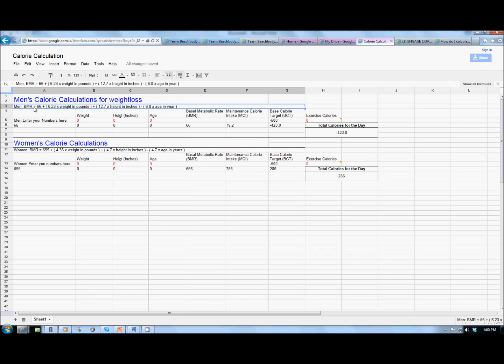As you can see on my screen, we have the calculation for both men and women, and what I'm going to use are the numbers that I was using when I started P90X back in March of 2011. So when I started, I weighed 160 pounds. I am 5'4", which is 64 inches. I know, I'm not a very tall gentleman, and at the time I was 35 years old.